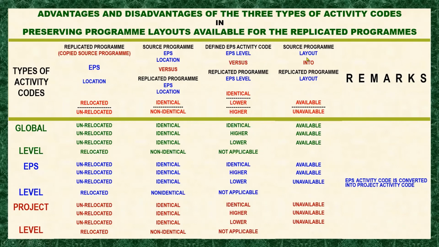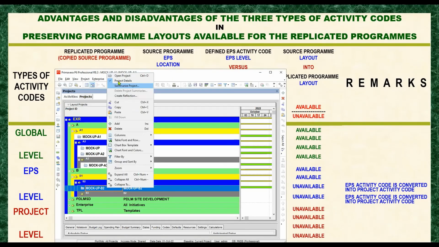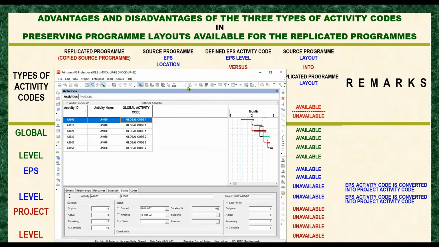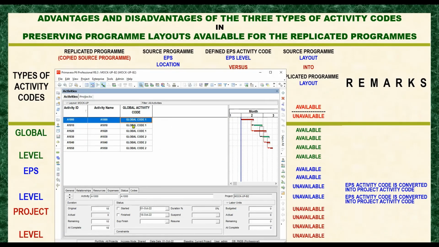And when it comes to the layout, when it comes to the global, it is still available. Okay, let's see it. So when it comes to the global, we will open our replicated copy. Okay, let's open it. So this is the outcome of the layout of the replicated copy when we relocate it into a different EPS.